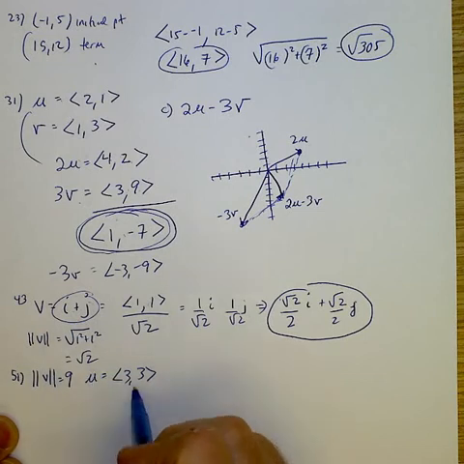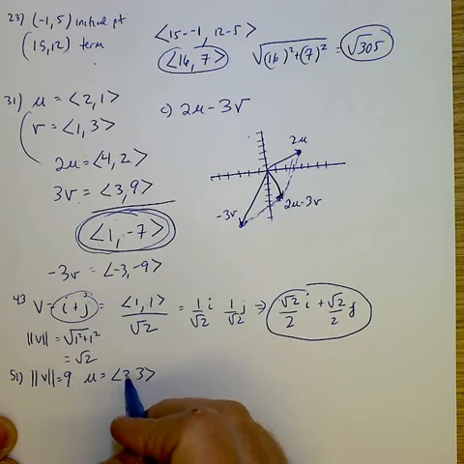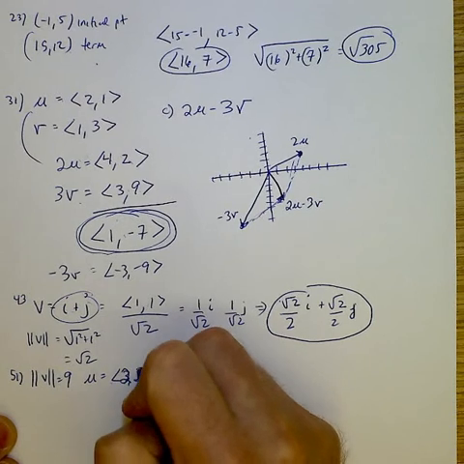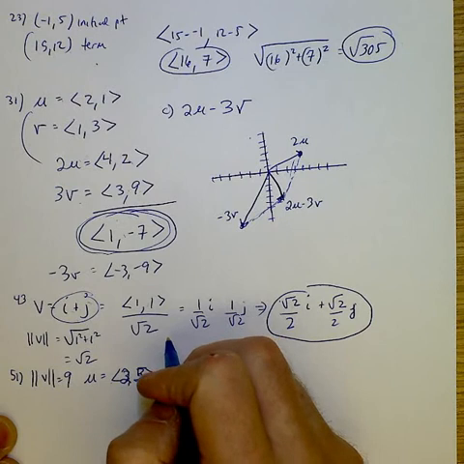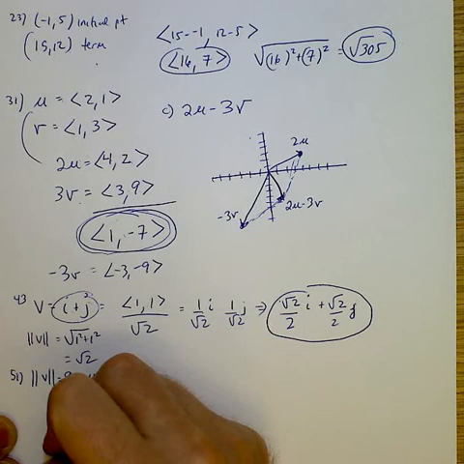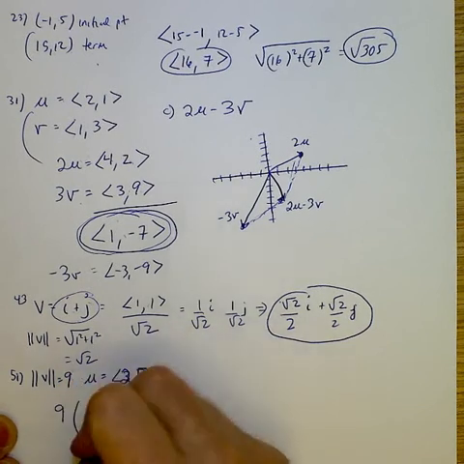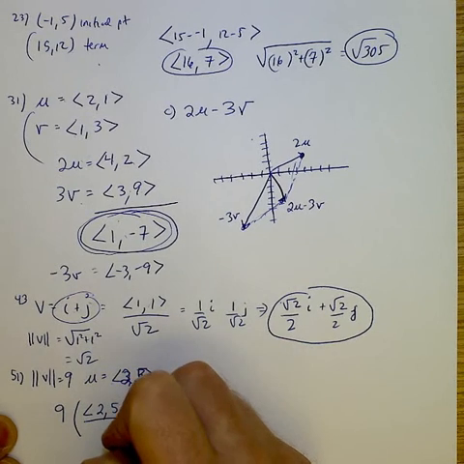Again, this is number 51. It's not 3, comma 3, it's 2, comma 5. So what we're going to do, the magnitude being 9, we remember in class we'll take that 9 and multiply it by the component form u, and we'll divide that by the magnitude of u.